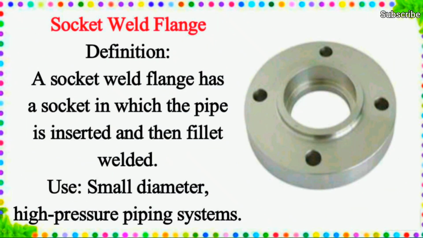Socket weld flange. A socket weld flange has a socket in which the pipe is inserted and then fillet welded. Used in small diameter, high pressure piping systems.